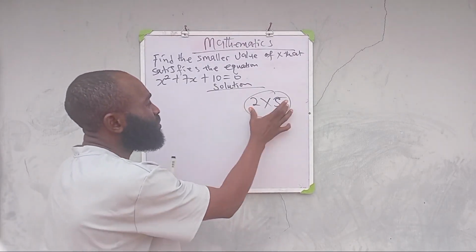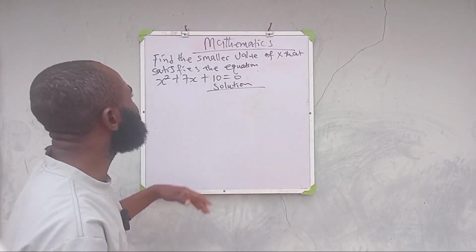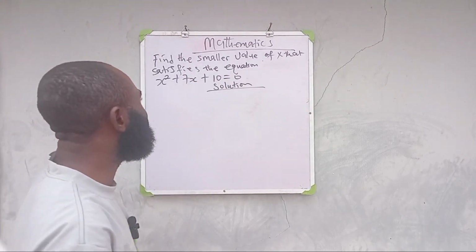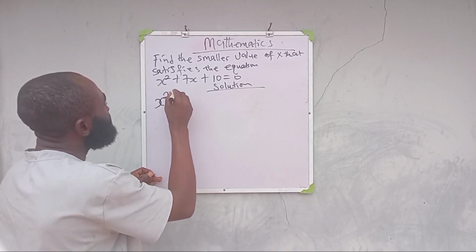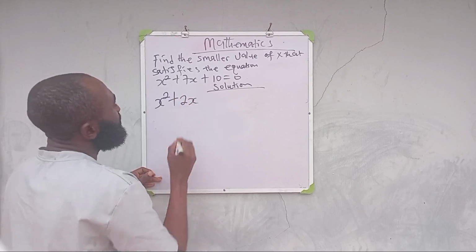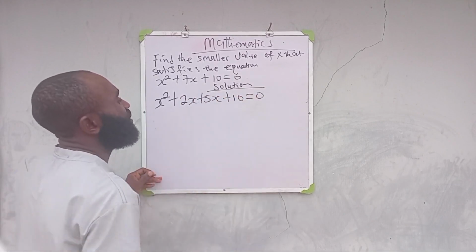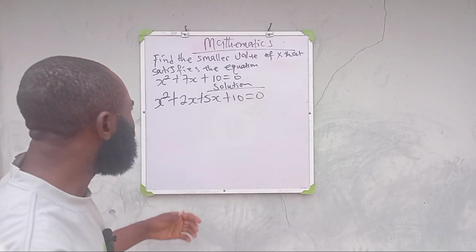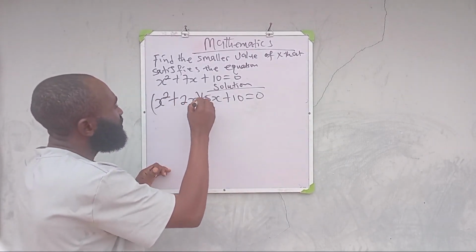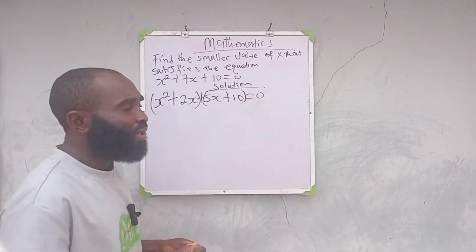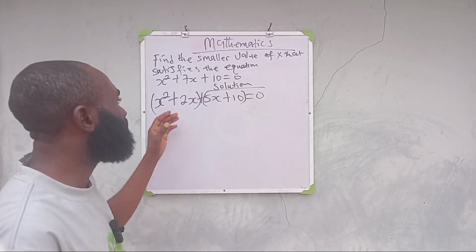So since we know that the two possible values are 2 and 5, what we do is remove this middle 7x and replace it with 2x and 5x. That will be x raised to the power of 2 plus 2x plus 5x plus 10, and that's equal to 0. Then since we have done that, we'll now insert brackets. Then after the insertion, the next thing is to factorize.